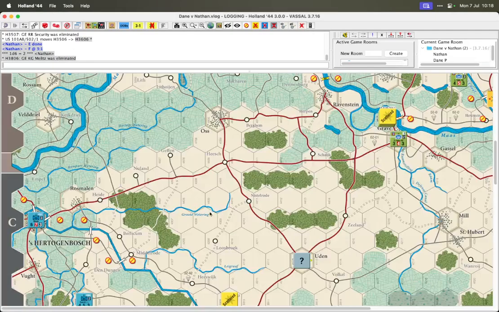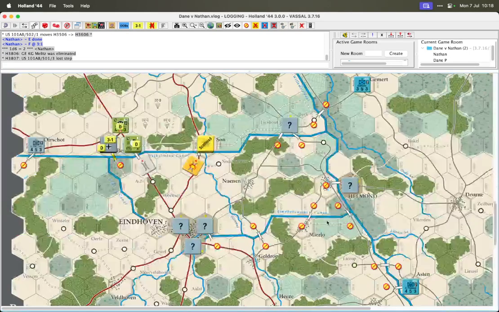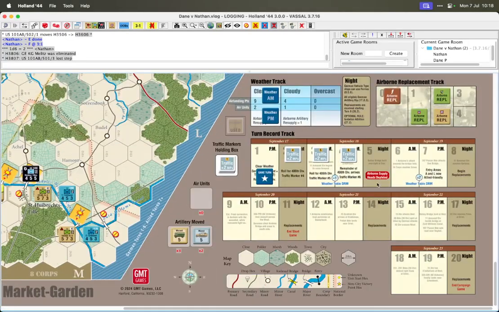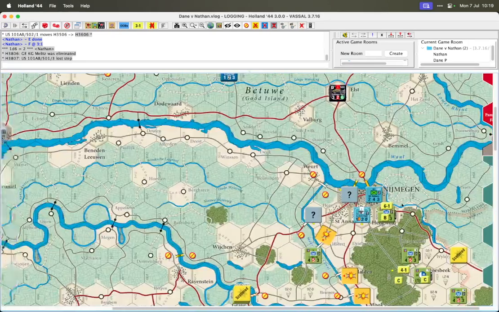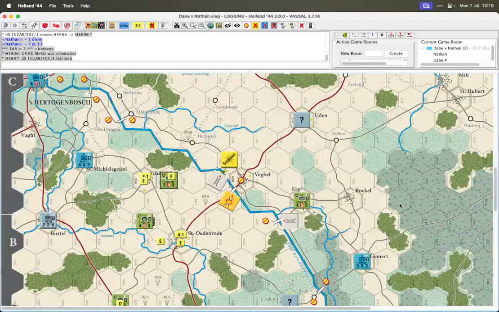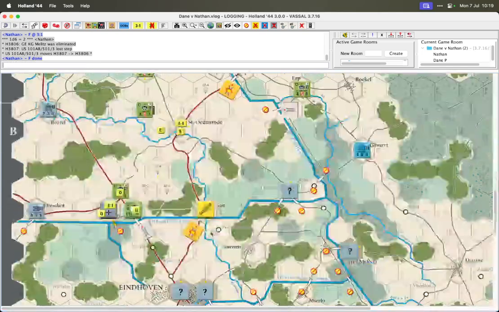You lose a step, and you can take the hex, and I would take the city or the town. So I lose the step, but I don't advance the airborne replacement like you can. No, that's correct. I'm sorry, I should have listened. You're correct, I do not advance it, that's only for the drops, right? Okay, F done.